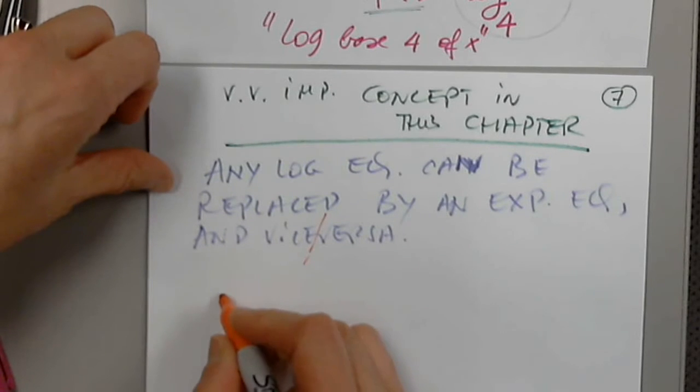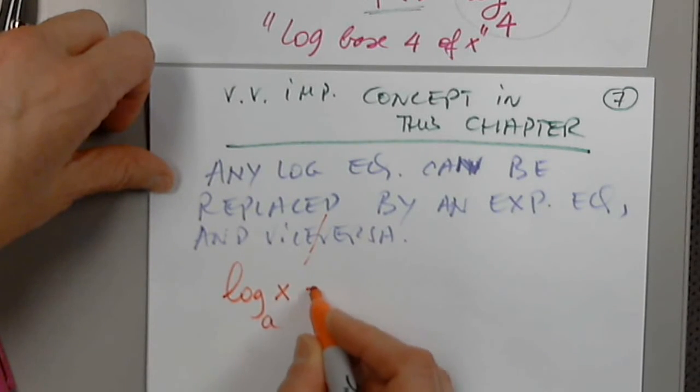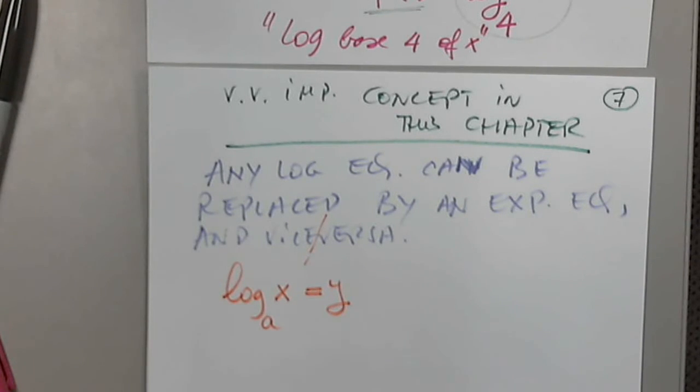Here it is. Log base a of x is a number. What type of equation is this? I have a left-hand side, I have the equal symbol, and I have the right-hand side. It must be an equation, because only equations have a left-hand side, equal symbol, and a right-hand side. So what type of equation is this? Logarithmic. Right, it is a log equation.